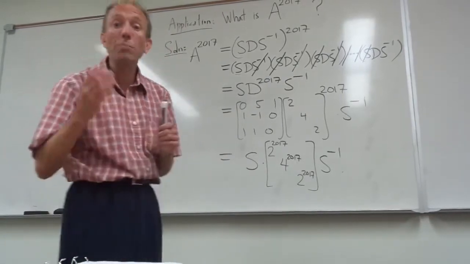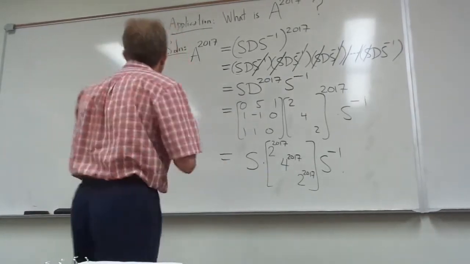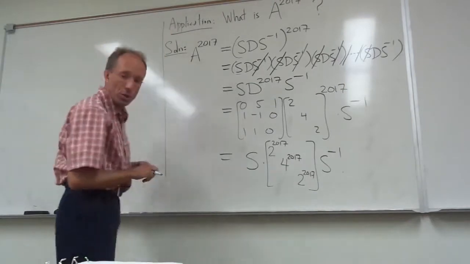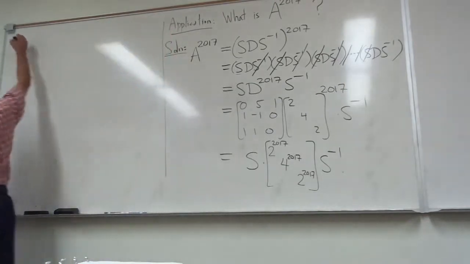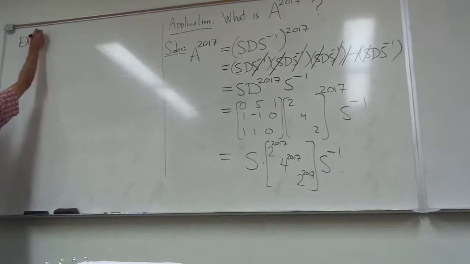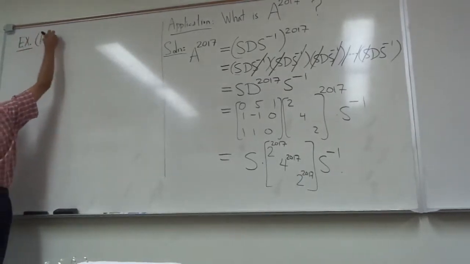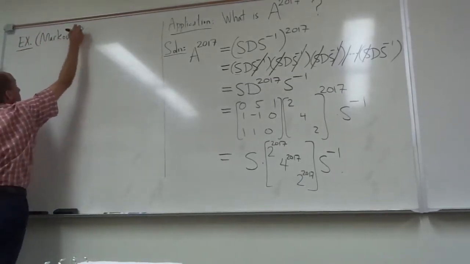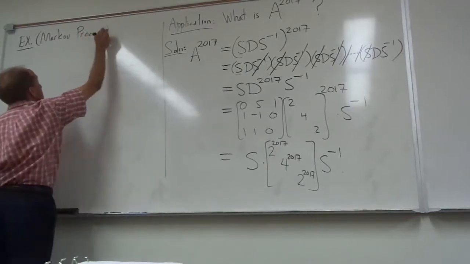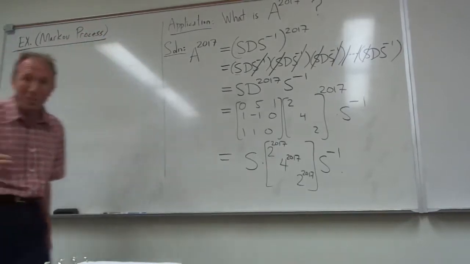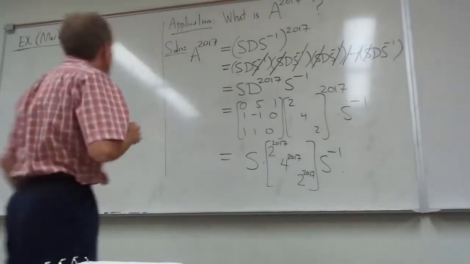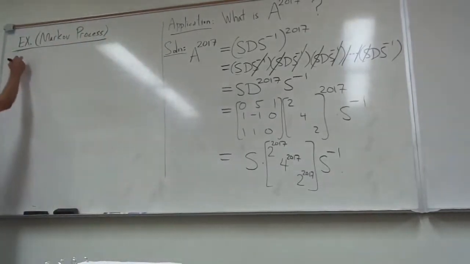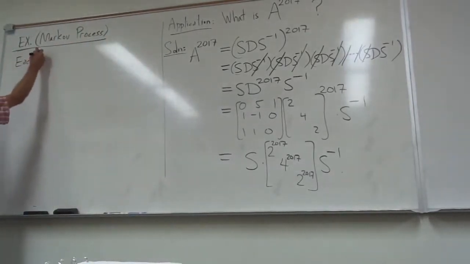Let me show you one more example of this process, okay? What I'm going to show you in this next example is something called a Markov process. I just want you to see, this is a really nice application of diagonalization. So let's do the following thing. I'm going to write down a little bit of a word problem here.